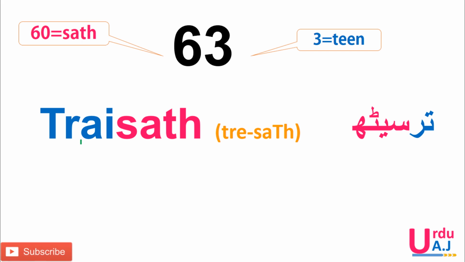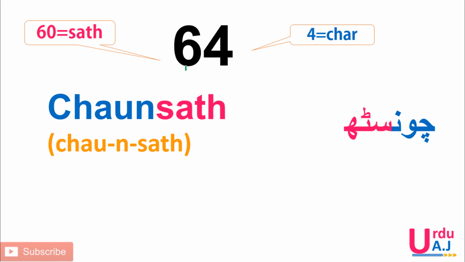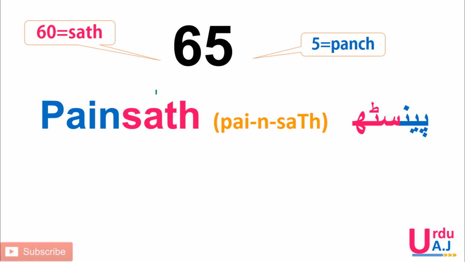63. Tresat. 3 is teen and 60 is sat. So, tre sat. 64, chon sat. 4 is chon and 60 is sat. So, combination of 4 and 6. Chon sat. 65, pan sat. 5 is pan and sat is 60. Pan sat.